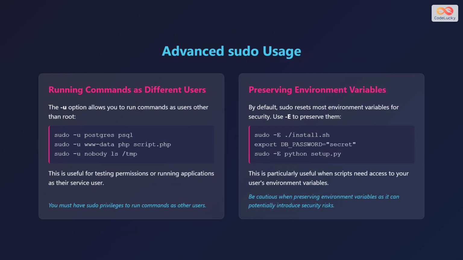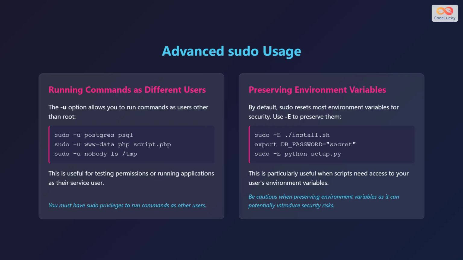Let's explore some advanced uses of sudo. The -u option allows you to run commands as users other than root. Sudo -u postgres psql runs psql as the postgres user. Sudo -u www-data php script.php runs a PHP script as the www-data user. Sudo -u nobody ls /tmp lists the contents of the /tmp directory as the nobody user. This is useful for testing permissions or running applications as their service user.